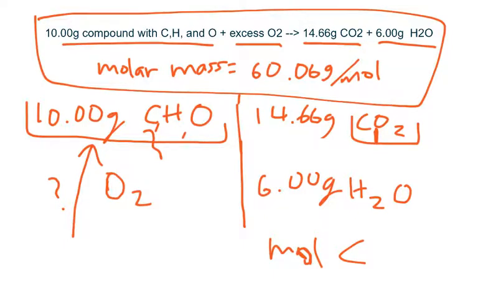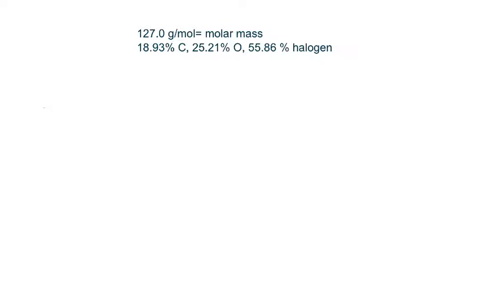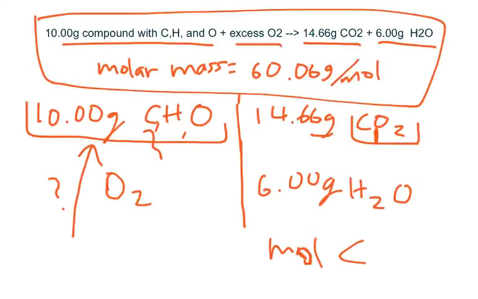Now we're given the mass of the carbon dioxide, so how do we convert grams to moles? Well, molar mass, of course. And how do we find the molar mass of carbon dioxide? Well, we use the periodic table. So on the periodic table, the molar mass of carbon is 12.01, and the molar mass of oxygen is 16.00, rounded to the hundredths place. So let's do that math.